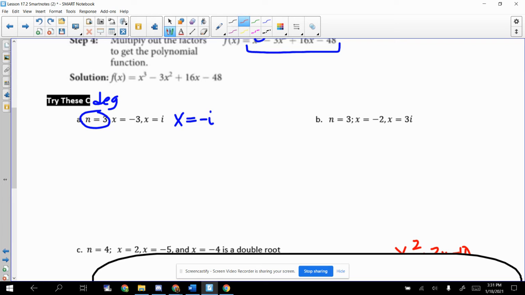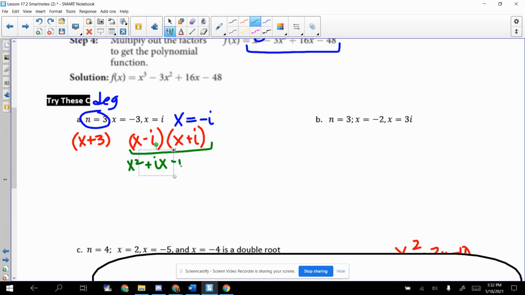Okay? So when we go ahead and write these, x equals -3 is going to become x plus 3. x equals i is going to become x minus i. So we would subtract it over. And x equals -i would become x plus i. Okay, so again, I'm going to start by multiplying these together. So x times x, x squared, x times i, ix, or xi, however you want to write it. Just keep it consistent.